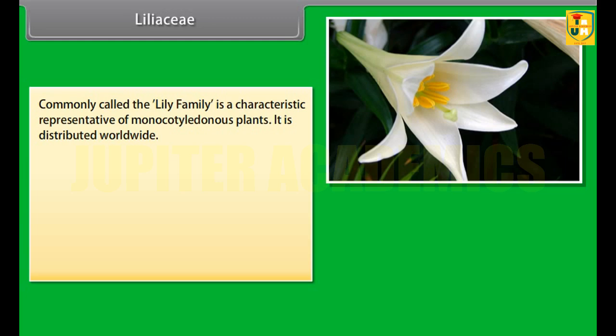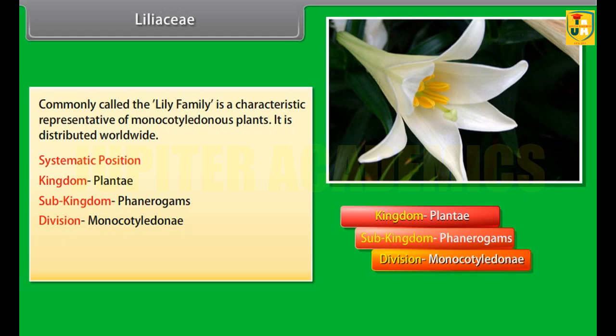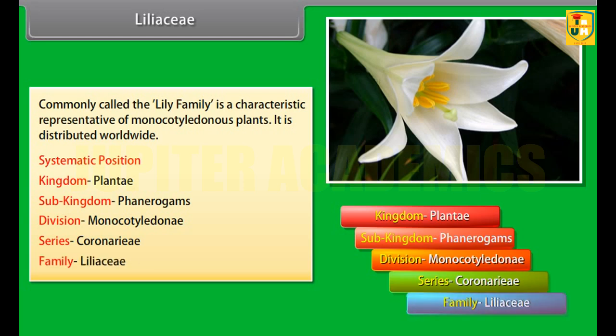Liliaceae, commonly called the lily family, is a characteristic representative of monocotyledonous plants. It is distributed worldwide. Systematic position: Kingdom Plantae, Subkingdom Phanerogams, Division Monocotyledonae, Series Coronarieae, Family Liliaceae.